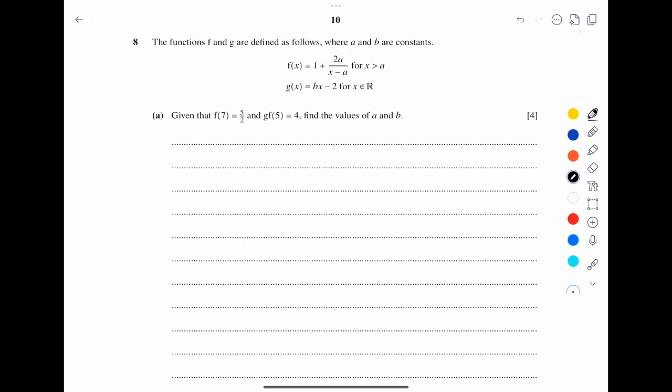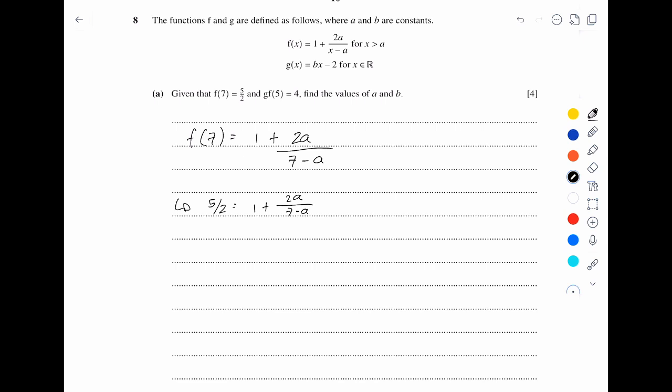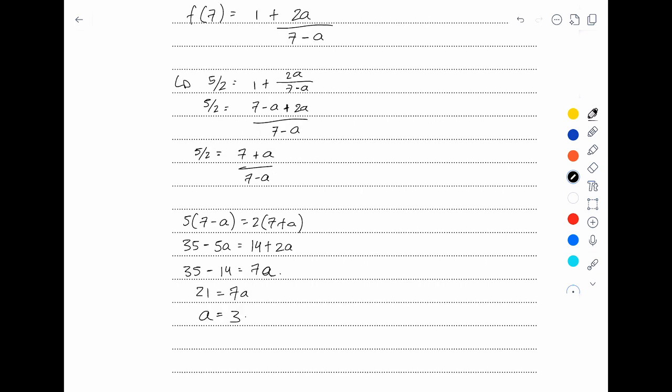Applying that analogy here, if we get f of 7, that is 1 plus 2a over 7 minus a. And since we're told that f of 7 is equal to 5 over 2, that means that 5 over 2 is equal to 1 plus 2a over 7 minus a in this example. Solving for this, we then get a is equal to 3. Perfect. But now we have g of f of 5 is equal to 4. So what?